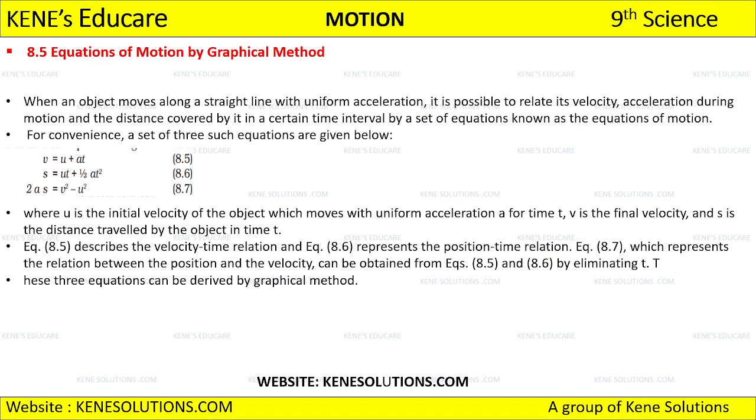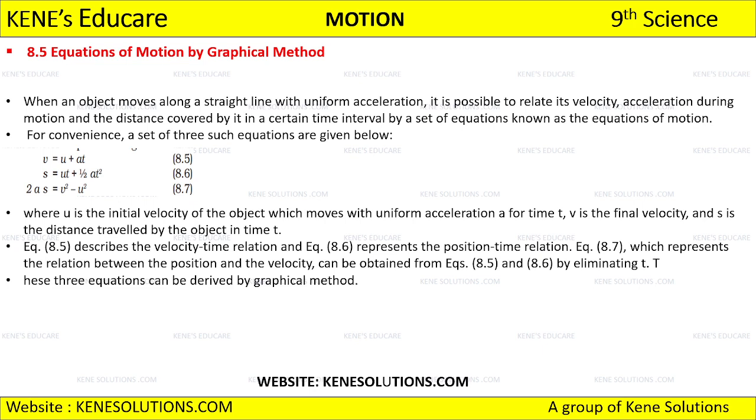Depending upon different conditions, we have three different equations which we can use to represent this. Now know this: u means the initial velocity, and the body moves with uniform acceleration a for time t, and v is the final velocity. So u is the initial velocity, v is the final velocity, t is the time, a is acceleration, and s is the distance. Now you know all the letters that we are using to represent different terms.